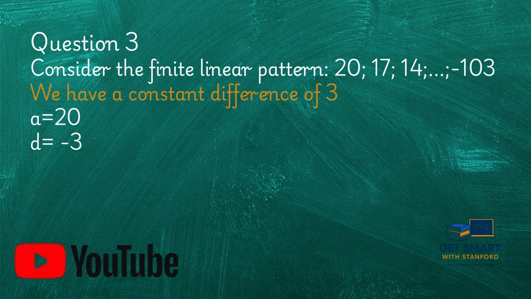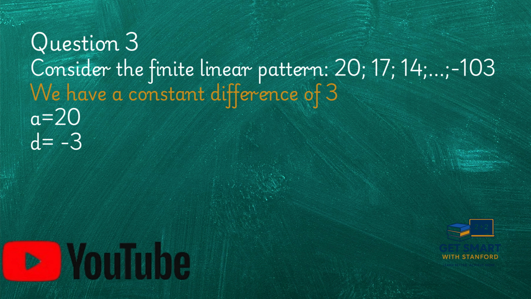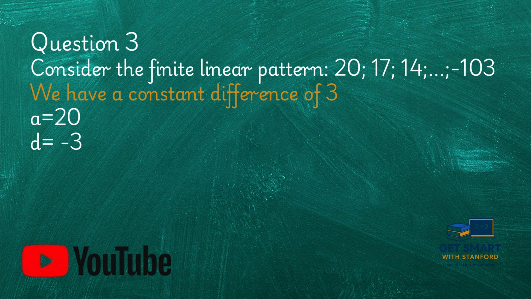We are looking into sequence and series, or the number patterns. Here we are given an infinite linear pattern: 20, 17, 14, and they go like that all the way to -103. Looking at the first 3 terms there, we can easily see that there is a difference of 3 from the first to the second and from the second to the third. a is the first term, which is 20, and d is the difference, which is 3.